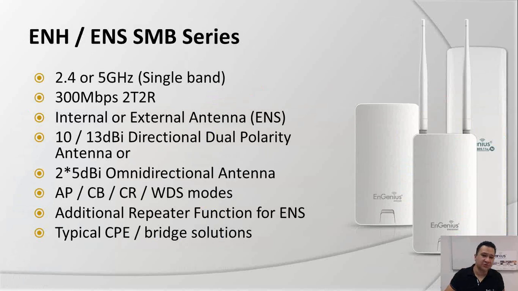So more outdoor models. It's the second level. It's a little SMB series. For the SMB series, we have both the ENH and the ENS product lines. All these are single band devices, and you can choose to have a 2.4 or 5 gigahertz radio on single band. They are 300 Mbps on 2T2R, and some models have internal directional antenna, or they have external omnidirectional antenna.